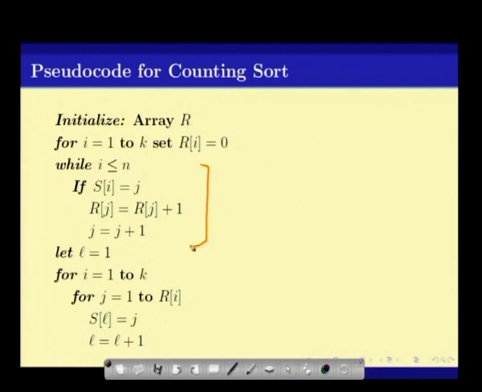Then we go over this array R which has k elements, and as we go along, we basically one by one write down the elements of 1 to k in S in such a way that the jth element is repeated R j times. So, this is the pseudocode of our algorithm.